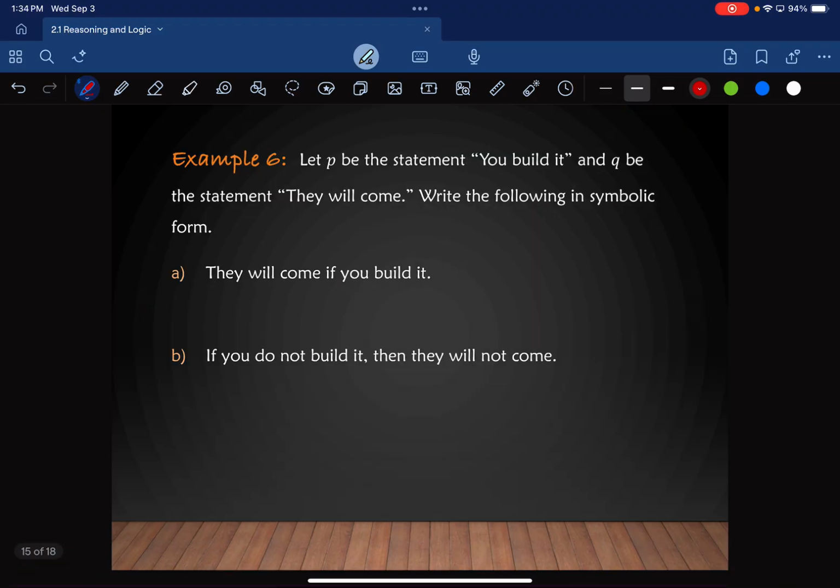Okay. So let's go and look at some terminology, switching things back and forth now. So this first one says, P is the statement you build it, and Q is the statement they will come.